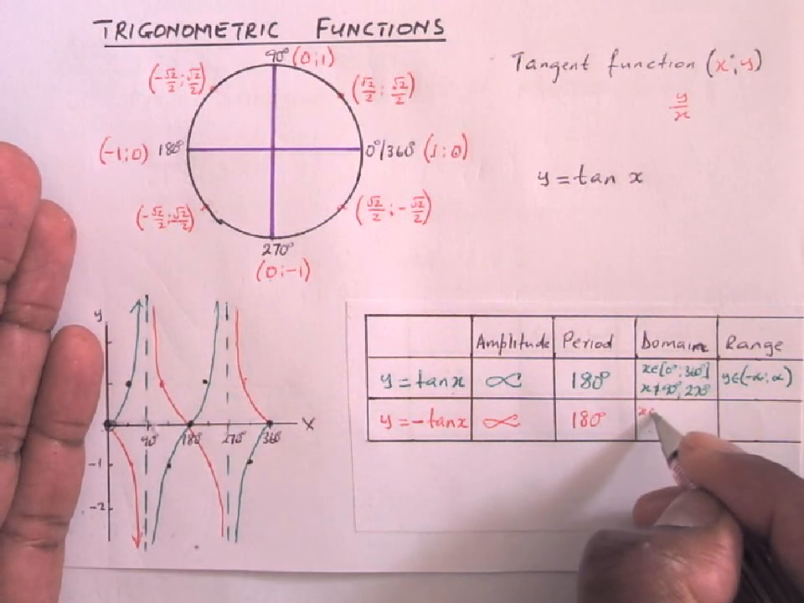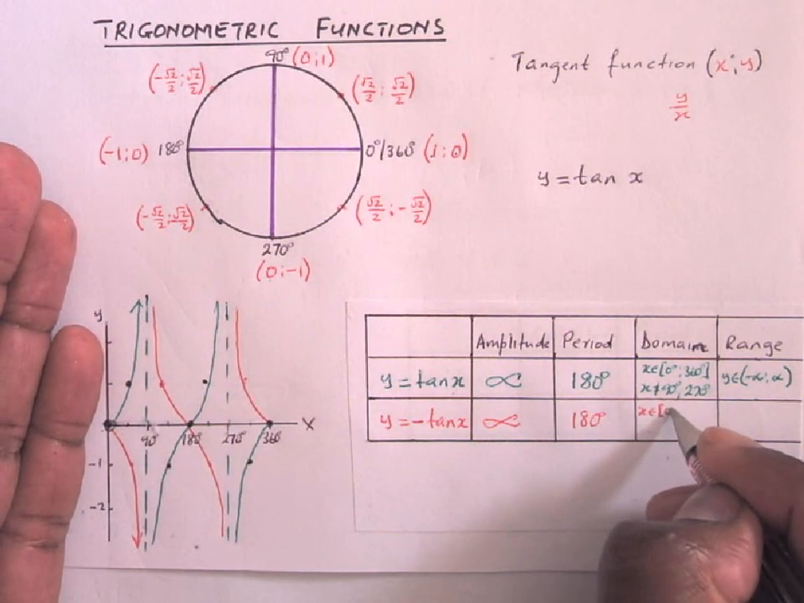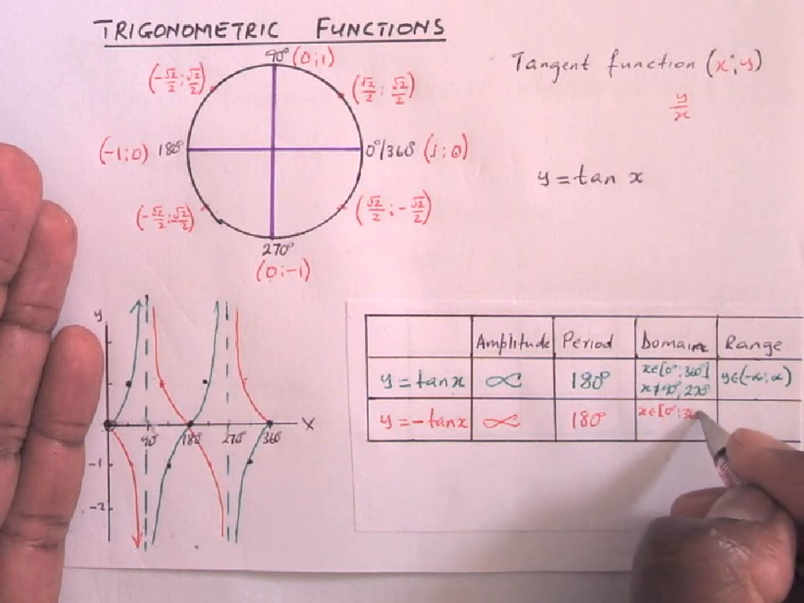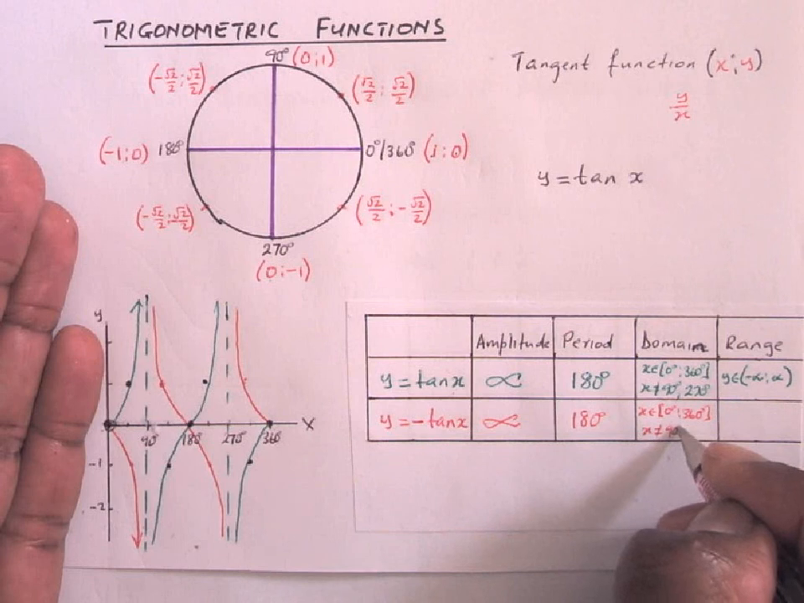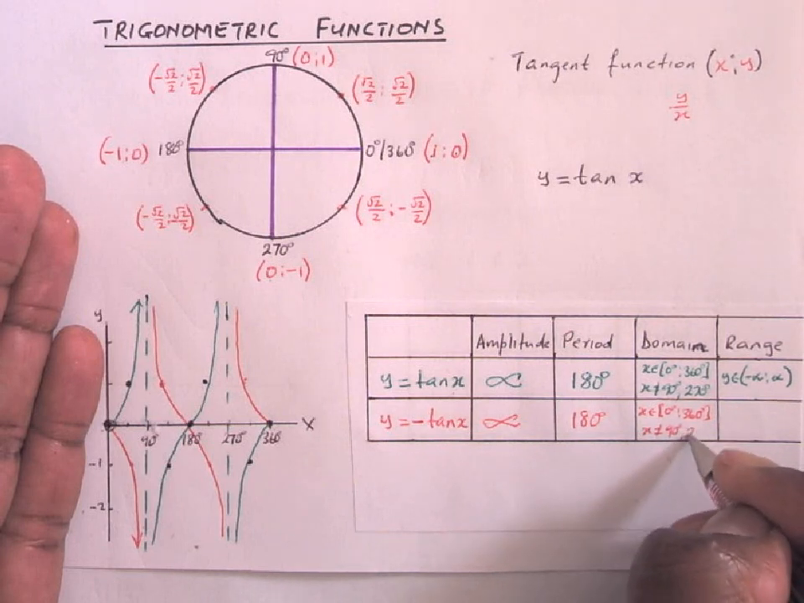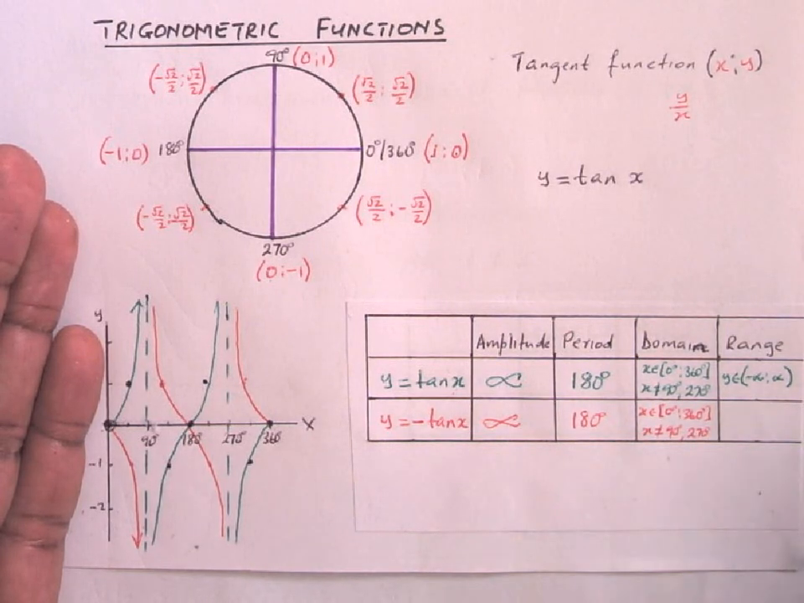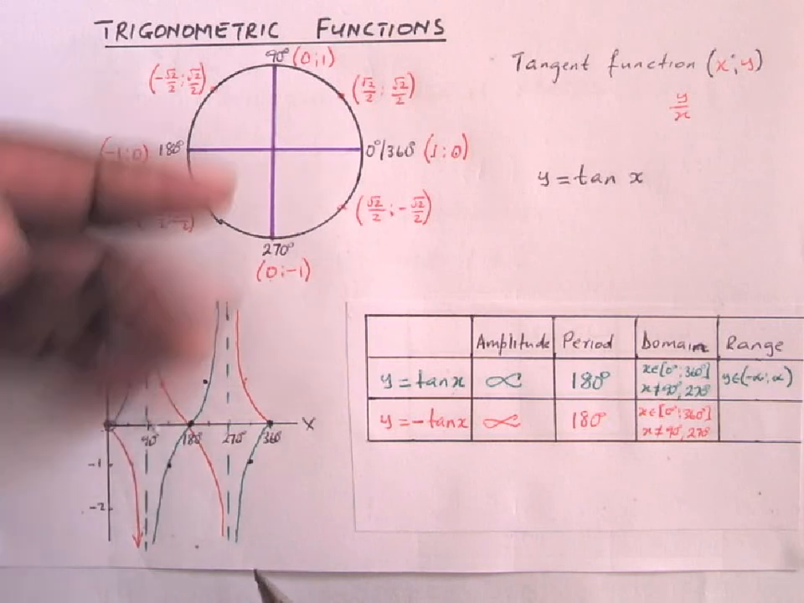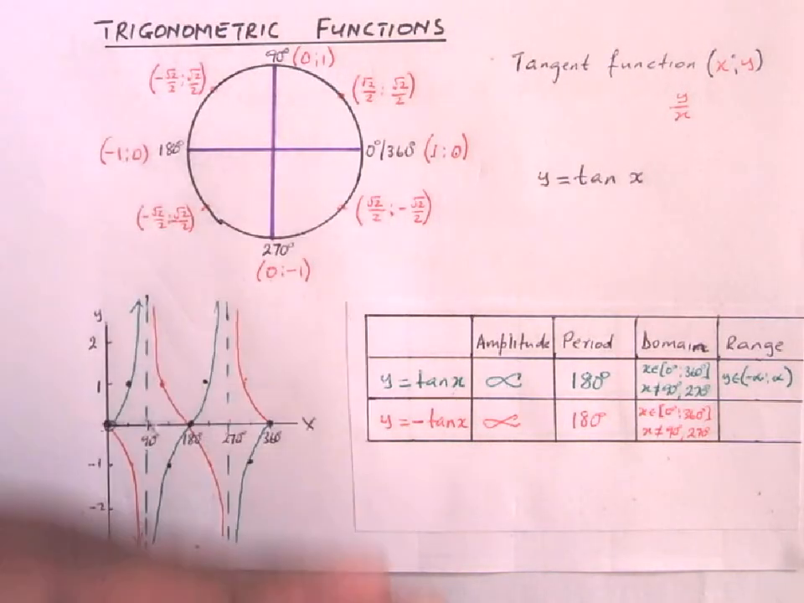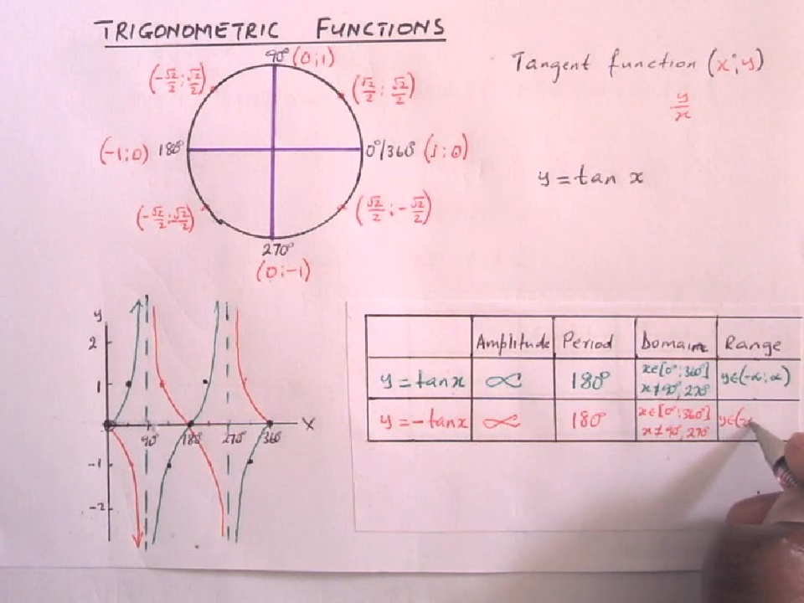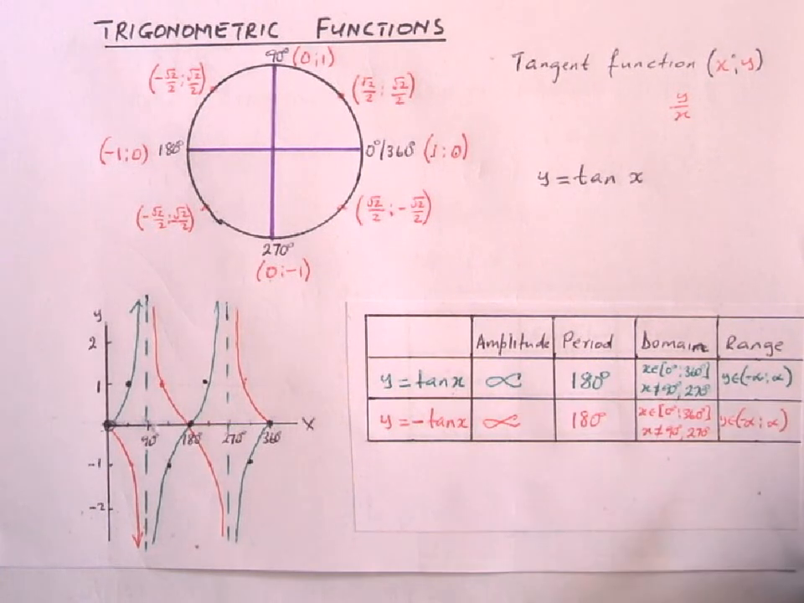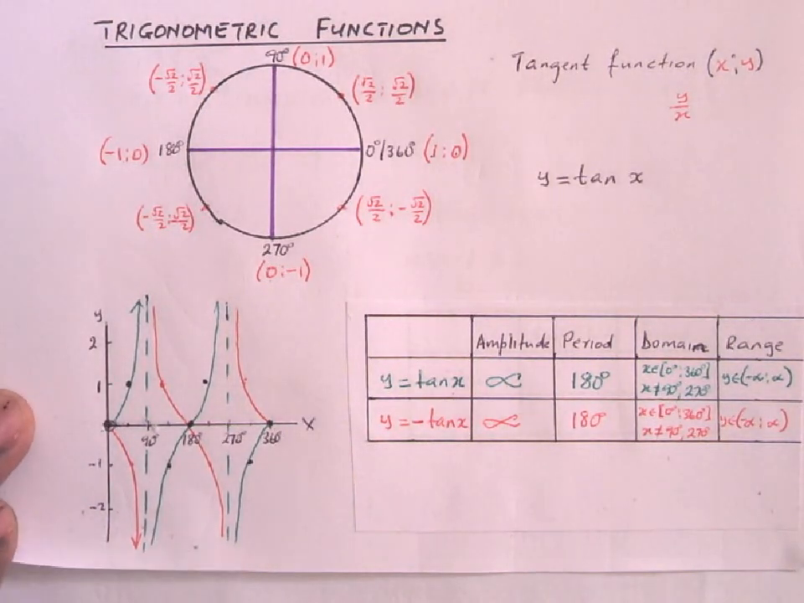So x is an element of starting from 0 degrees to 360 degrees. However, x cannot be equal to 90 degrees. Also, it cannot be equal to 270 degrees. What about the range? The red graph goes up to positive infinite or down to negative infinite. So y is an element of negative infinite to positive infinite. That is as easy as that.